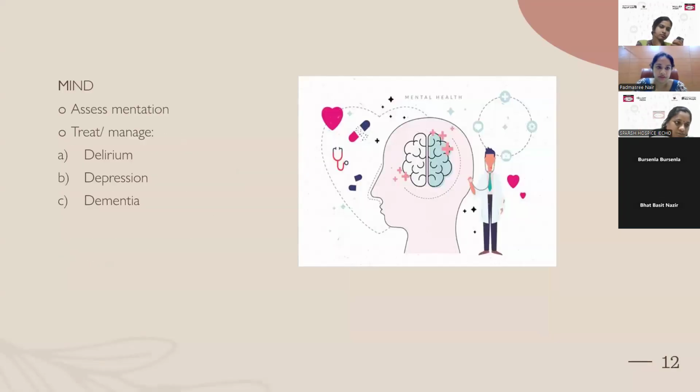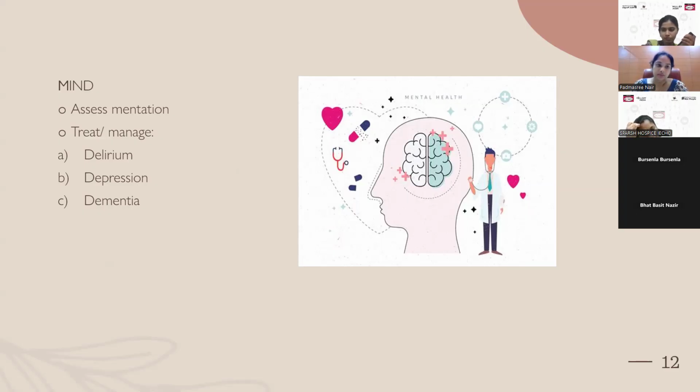Now, coming to the mind, whenever we see a patient, we assess their mentation, that is their state of mind. So we treat what is known as delirium. Delirium is an acute change in the state of mind. Usually, it happens when there are any electrolyte imbalances. Say if there is low sodium, they start behaving differently. They may not recognize people. They may become drowsy. So that is one presentation of delirium. It can be due to acute infections. It can also be if they're severely dehydrated or if they're in severe pain as well.